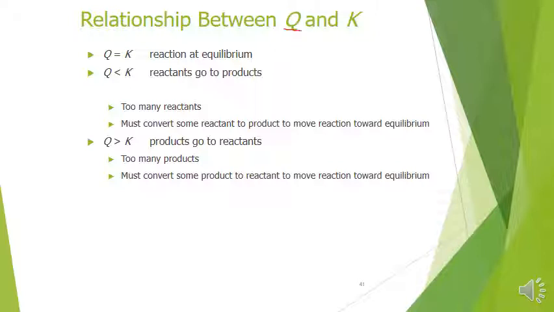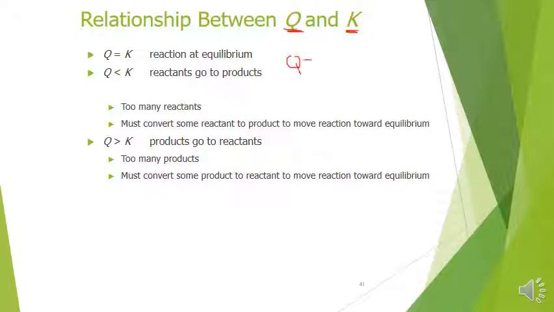Okay, now we're going to take a look at the relationship between Q and K. We did introduce you to this before. K is a special case of Q at equilibrium. So when the system is at equilibrium, Q is equal to K. Now, if Q is less than K, reactants will go to product. So let's take a look at what that means.